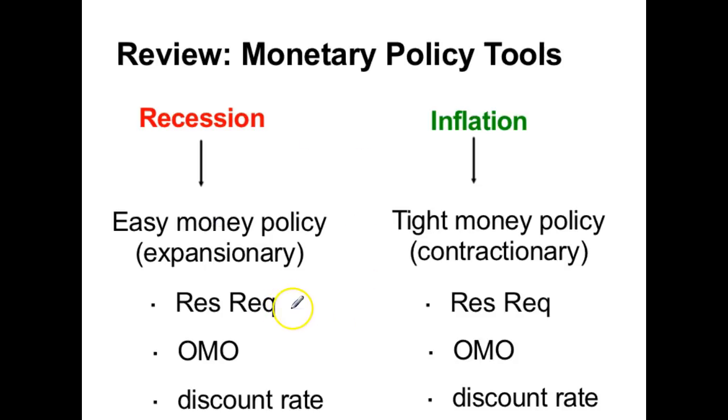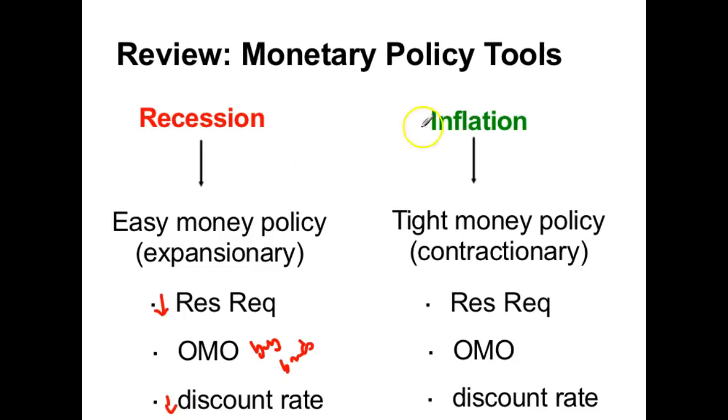So those three policies would be the reserve requirement. If you recall from a couple of days ago, if we decrease the reserve requirement, that means banks have more excess reserves, they can do more lending, and there's more money in the general money supply. We can use open market operations, and hopefully you recall that we said if the Fed buys bonds, that will increase the money supply as well. And with the discount rate, the key is to lower it to make it cheaper to borrow money.